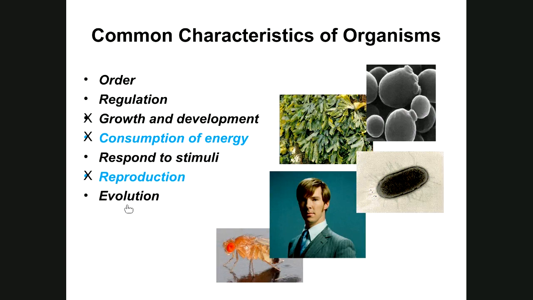Now here, what I've shown is, if you recall, in order to be considered a living organism, you must possess or exhibit 7 traits, 7 common properties. Viruses, there's order to them. There's a question mark by regulation. They apparently are responding to stimuli because they definitely evolve.